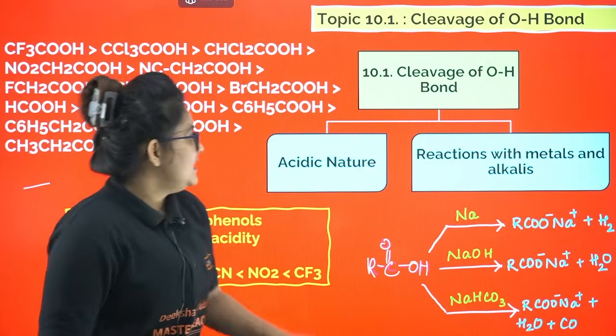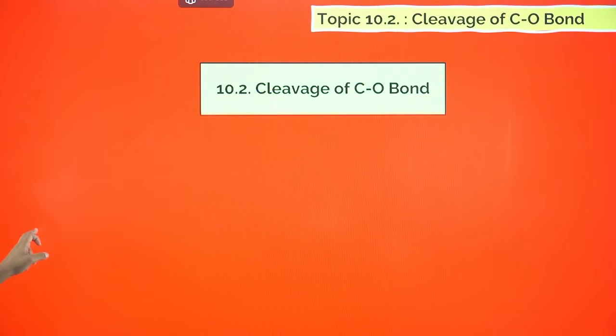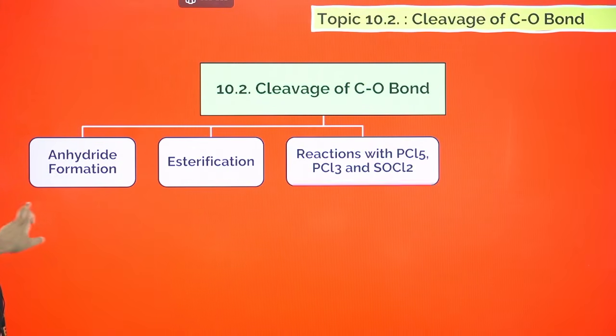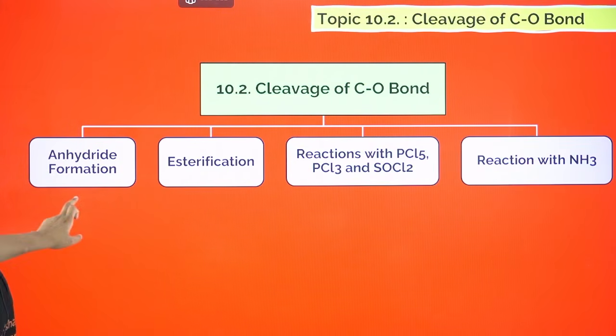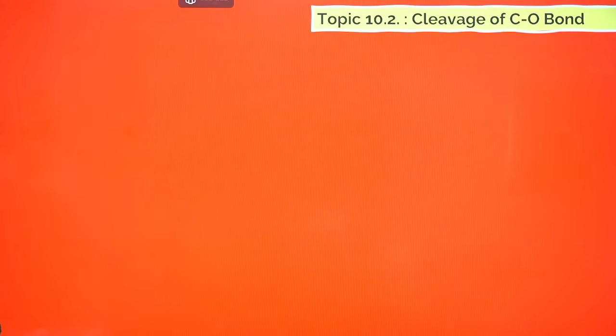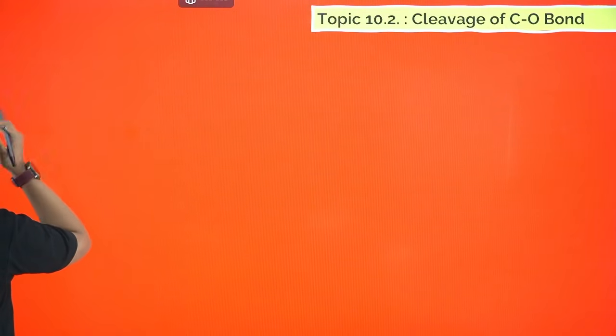Okay, let's proceed. Cleavage of the CO bond. Once it's a matter of the CO bond, it's definitely anhydride formation, esterification, PCl5, PCl3 and SOCl2 reactions, and reaction with NH3. So let's proceed with these reactions. First let's see anhydride formation. One by one we will proceed.